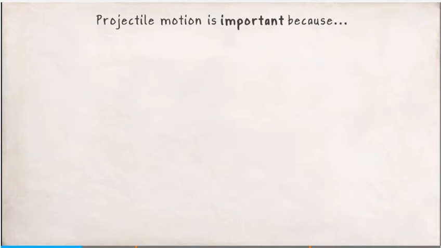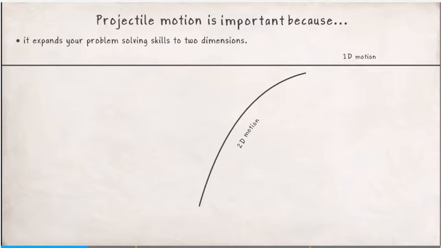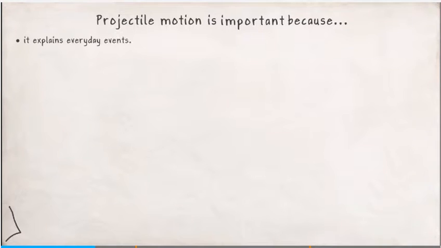Projectile motion is important because it allows you to solve motion problems in 2 dimensions. It is used to explain orbital motion, a topic you will learn about later, and because it explains many things happening around you.